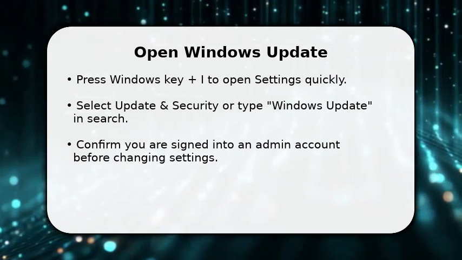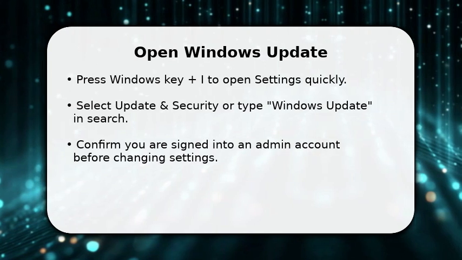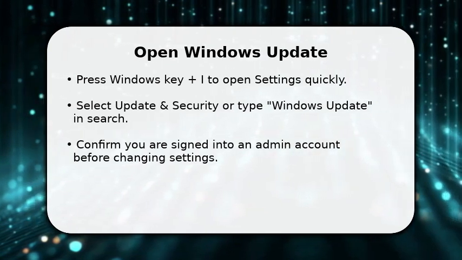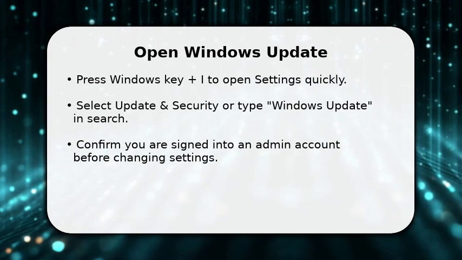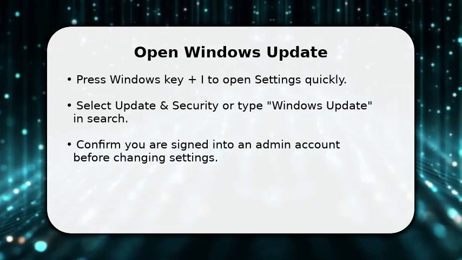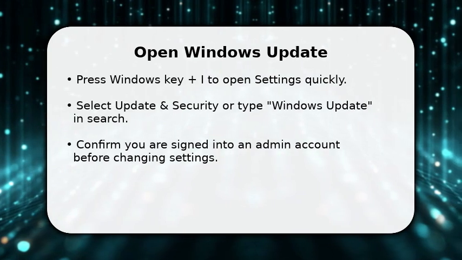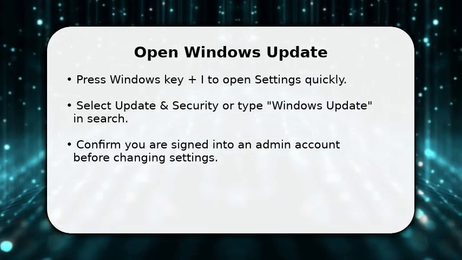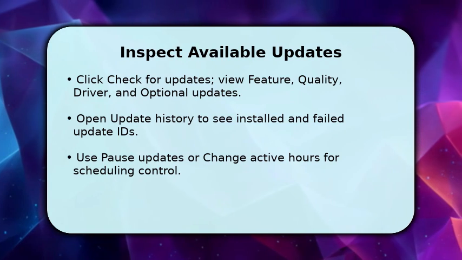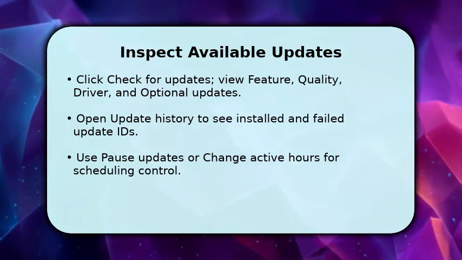Now click Check for Updates and watch for progress. This first action surfaces pending system, feature, and security updates you need to review. After the initial check, inspect the list carefully. Windows shows feature updates, quality updates, drivers, and optional updates separately. Each type has different impact.